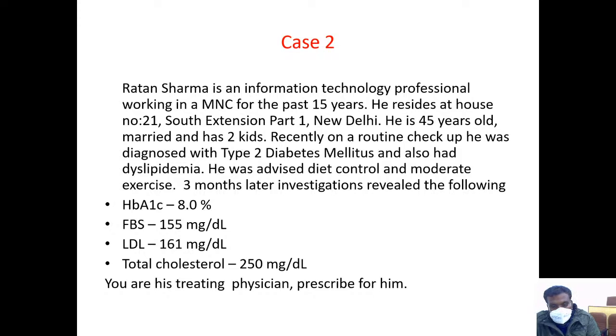3 months later, investigations revealed the following: HbA1c is 8%. So 8% of HbA1c shows a poor control of diabetes. To attain adequate control of diabetes, HbA1c should be less than 6%, and his fasting blood sugar is also deranged. It is 155 milligram per deciliter. It should be around 100 to 110 milligram per deciliter, but here the patient is having 155, so fasting blood sugar is elevated. Then LDL is also elevated, 161 milligram per deciliter, and total cholesterol should be less than 200, but here the patient presented with 250 milligram per deciliter.